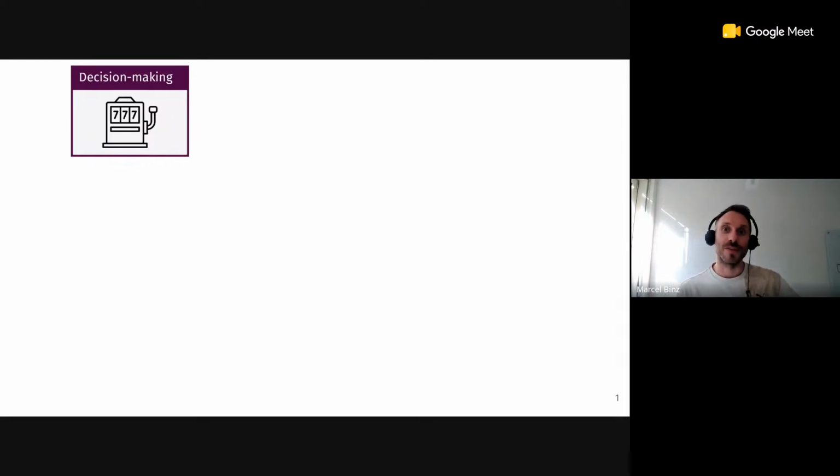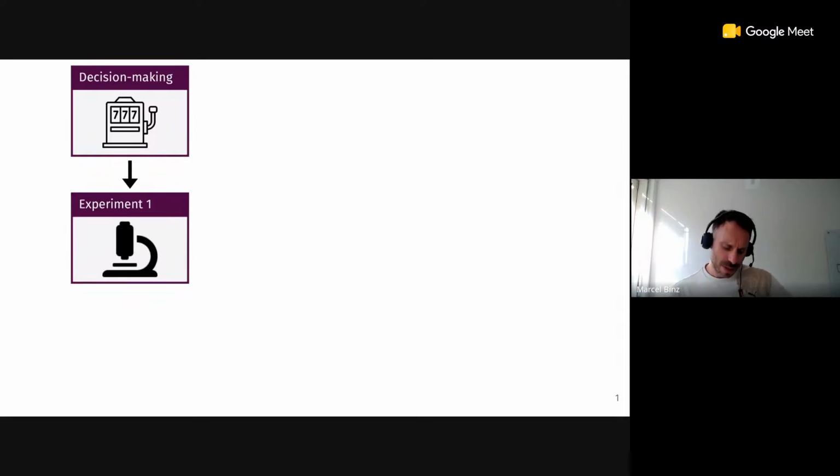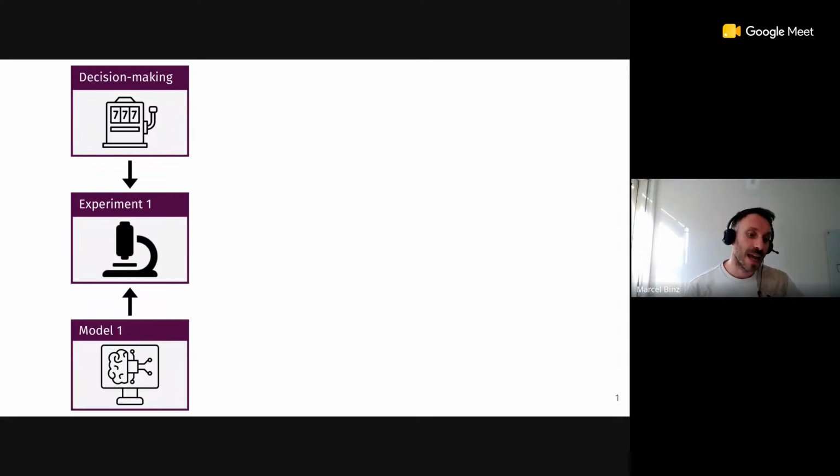Say, for example, we are interested in how people make decisions. We then design a behavioral experiment, collect some data on how humans behave in this particular domain. And finally, we analyze the data that we have observed. And that can be, for example, done using computational models or using other kinds of techniques.